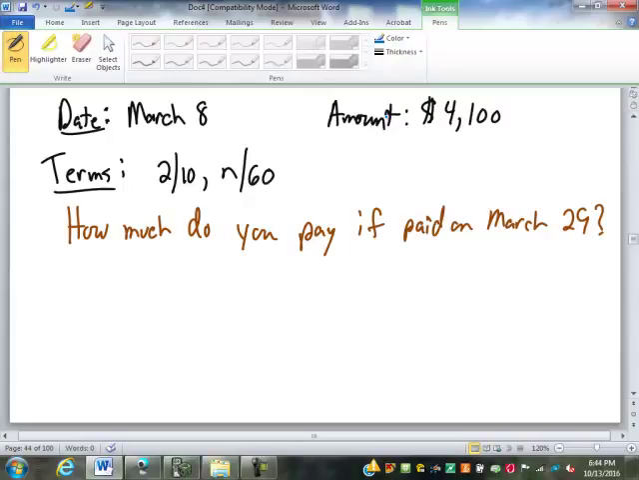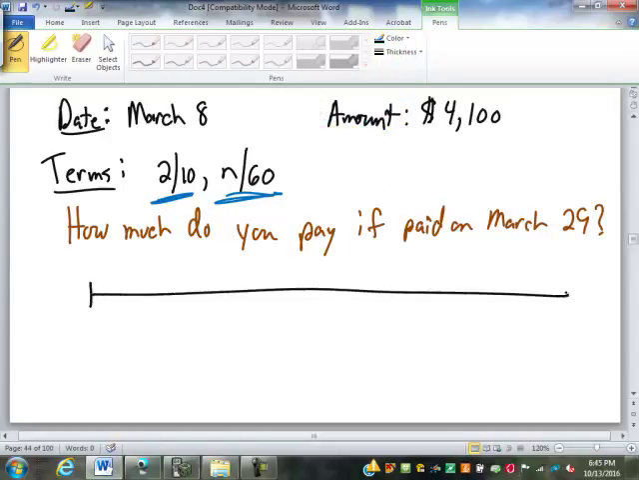So all you really need to know, first of all, is March 29th within the credit period, within the 60 days? Yes, so they're not going to get penalties at least. So the second question is, is it within the 10 days? No. We have March 8th here. The 10 days would be March 18th. So we've missed that.